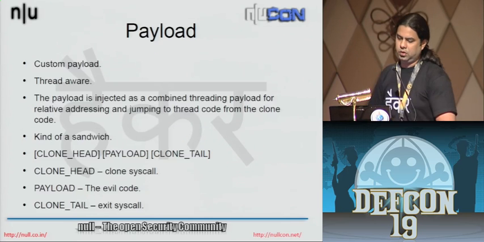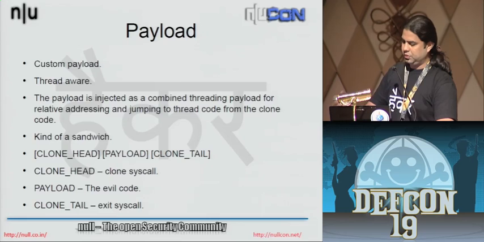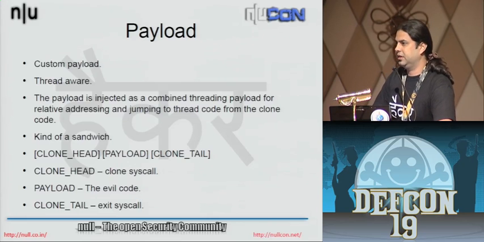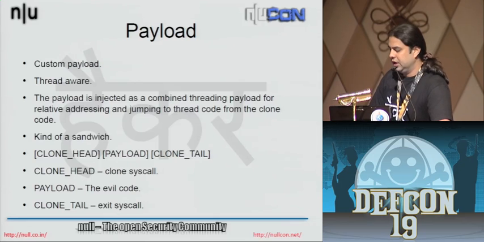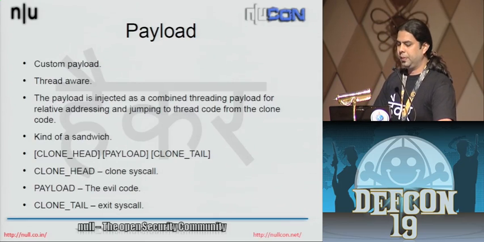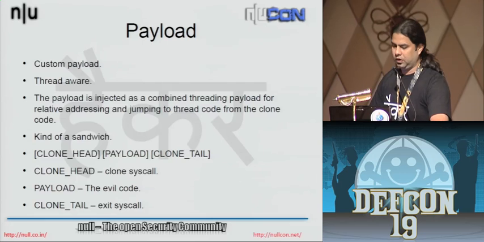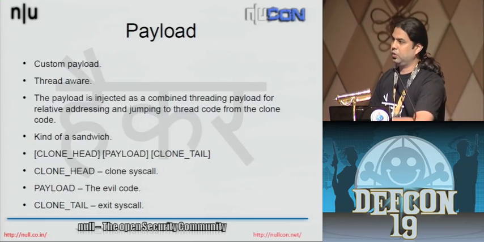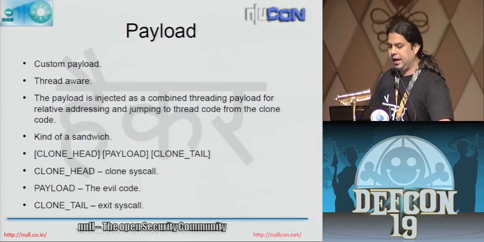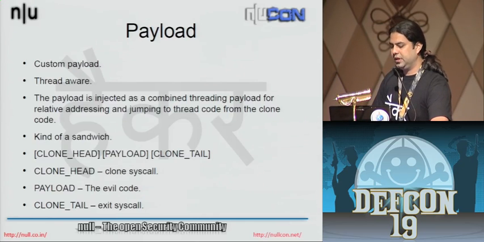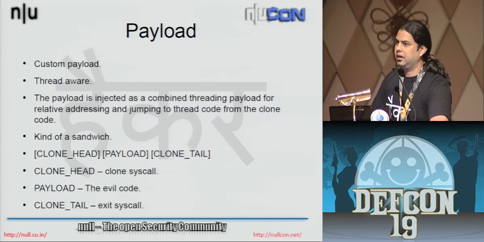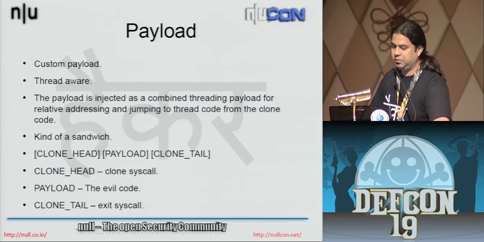Yeah, so this is how the payload looks. Once you pass the payload to the API, it creates a sandwich wherein it gives the clone head, which is the stub shellcode for the clone system call, and a clone tail, which is just the exit system call. Once it starts executing, in the child, it will jump onto the payload from the clone head, and then eventually to clone tail, which is the exit system call. And if it is the parent thread, it'll execute the CC instruction and give control back to the tracing process.